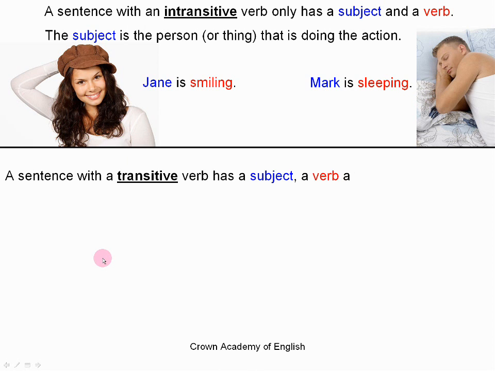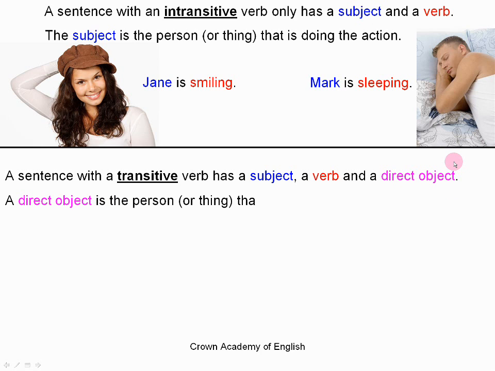Now, a sentence with a transitive verb has a subject, verb, but also a direct object. So there is something extra. And a direct object is the person or thing that is acted upon by the subject. So again, a direct object is usually a noun or a noun phrase, and it is being acted upon by the subject.